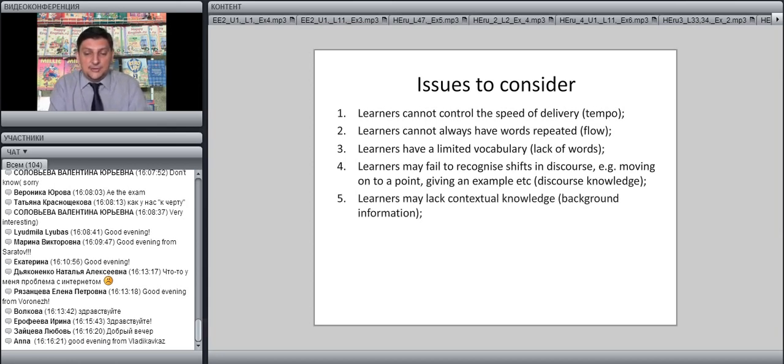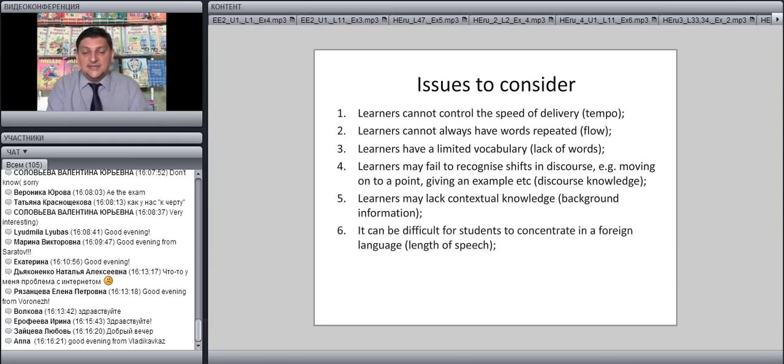Learners may lack contextual knowledge. So, for example, they do not know the situation. As we've just seen with our example of break a leg, some of you did not know this situation, and that's why you could not exactly reconstruct or anticipate the situation, and you did not know what was going to happen when you hear this in a conversation.